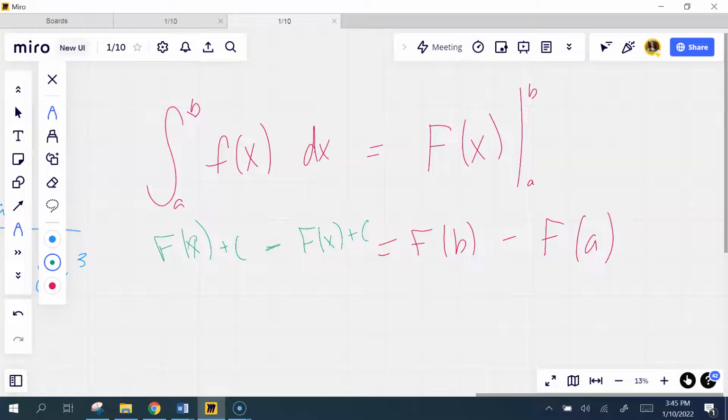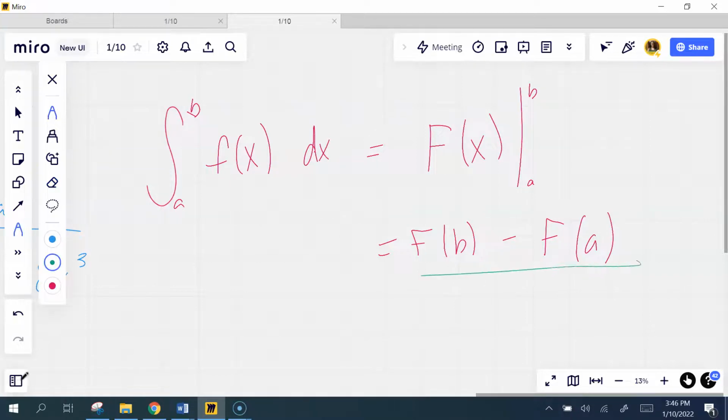If I subtracted them at a and b, well, the c's are just going to cancel and they're going to go away. So that was a terrible explanation. I apologize. I felt it as it came out. Let me try that again.